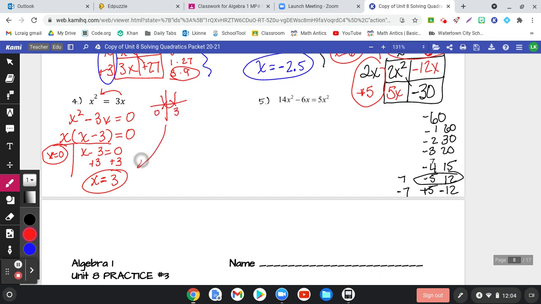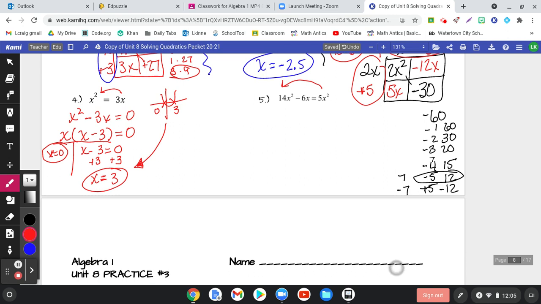Okay? All right, last one. And we're not going to, like I said, spend a lot of time on factoring just because it doesn't work every time and it's confusing. All right, so here we got to subtract the 5x squared over. Since there's already an x squared, we're going to subtract it from that. So 14 minus 5x squared is 9x squared minus 6x equals 0 because you subtracted it on that side. Again, we got a GCF. 3x goes into both of those.